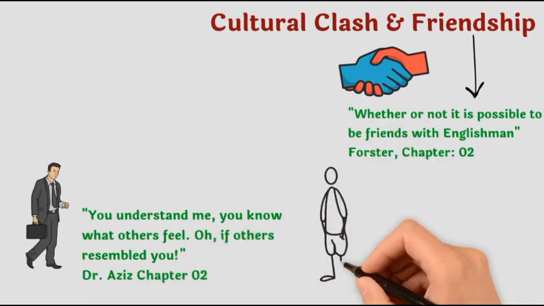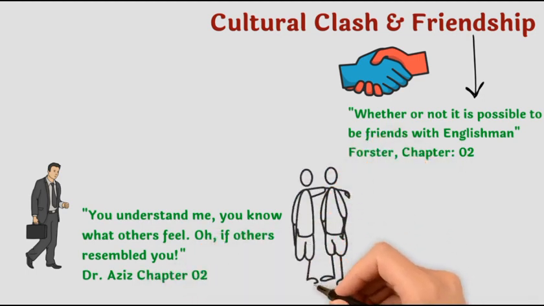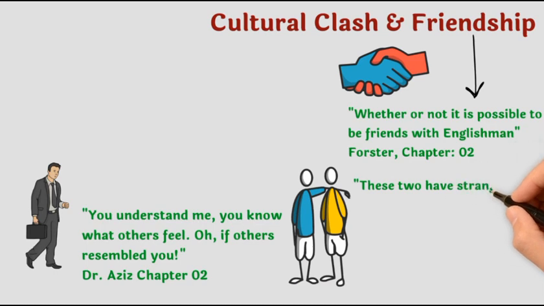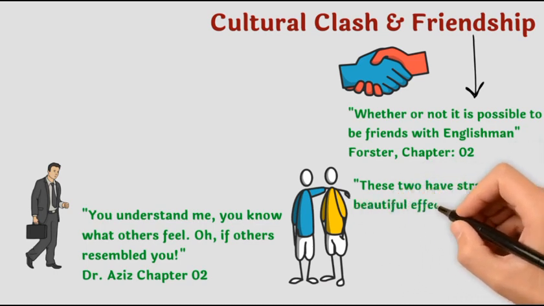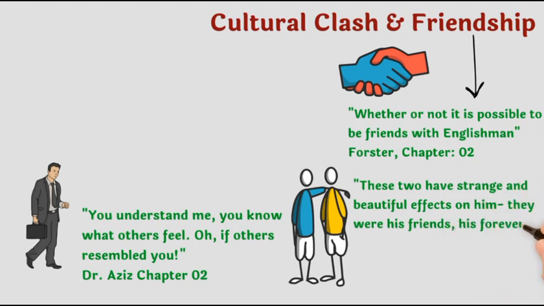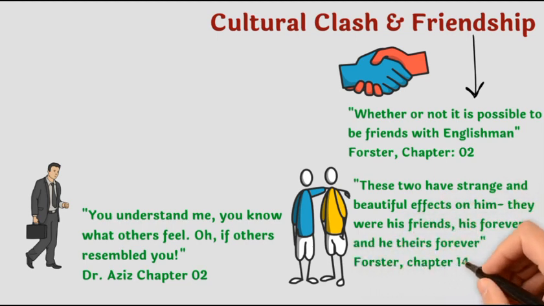However, he somehow succeeded in getting the friendship of Mrs. Moore and Mr. Fielding. Forster describes his feeling as, "These two have strange and beautiful effects on him. They were his friends, his forever, and he theirs forever." But despite all this, there came the cultural clash between them, due to which friendship cannot be sustained at any cost.